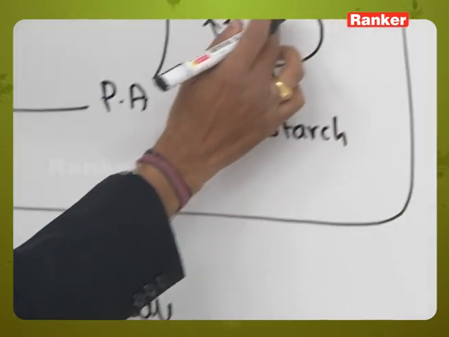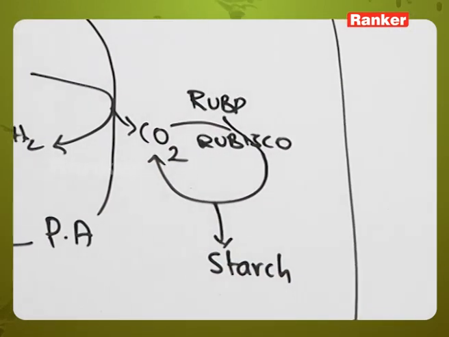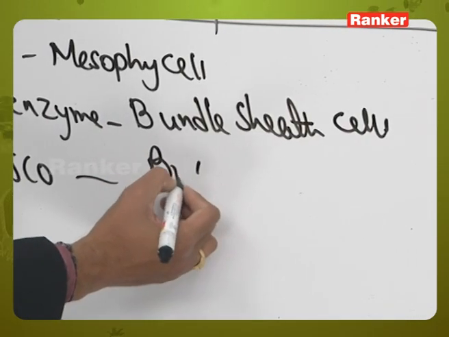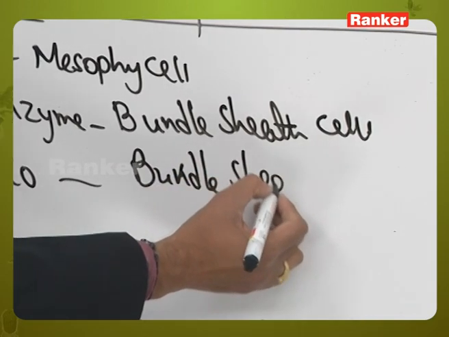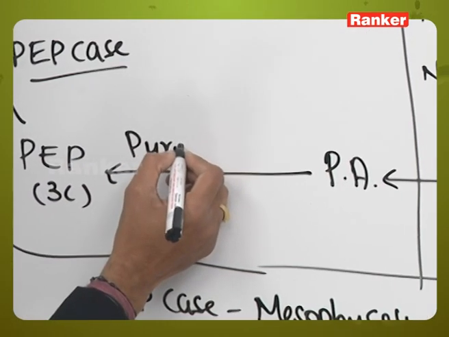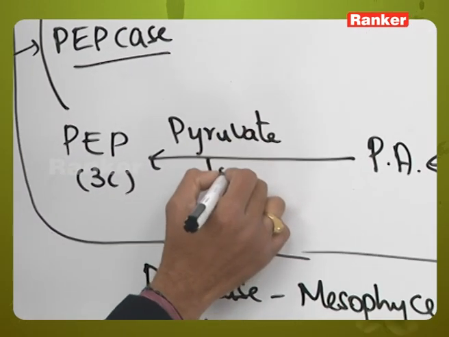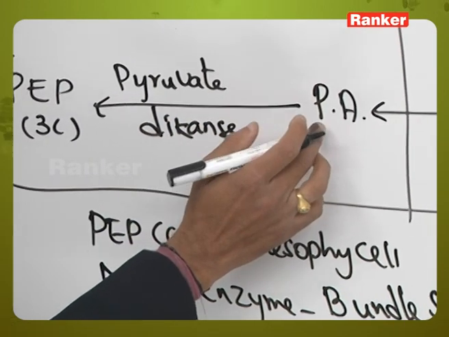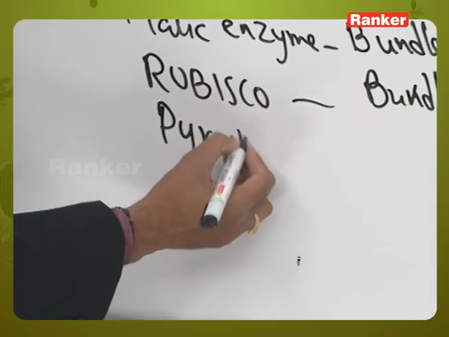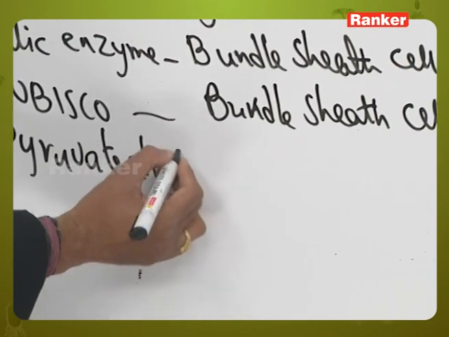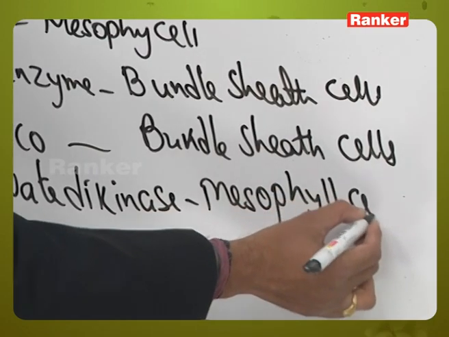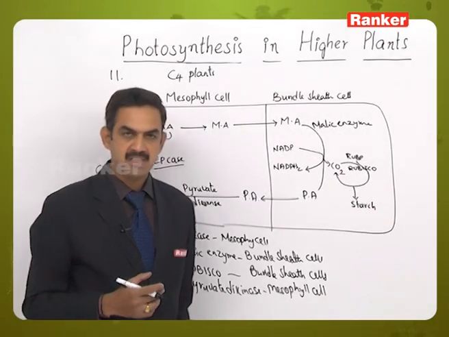And Rubisco enzyme is also present in the bundle sheath cells only. And pyruvate dikinase is utilized in this step, where pyruvic acid is converted into phosphoenol pyruvic acid. So pyruvate dikinase is in the mesophyll cell chloroplast. So these are the 4 enzymes that have been taken in the question.